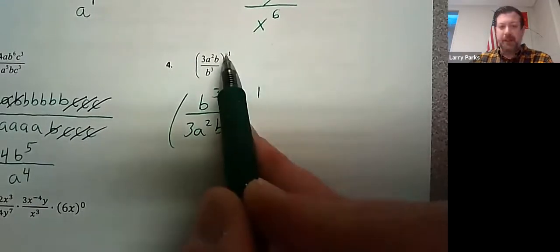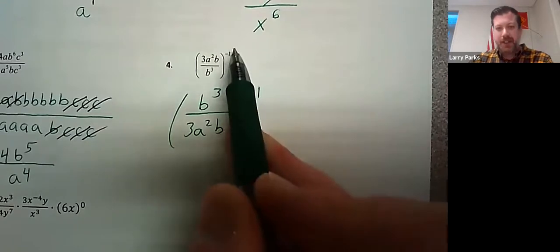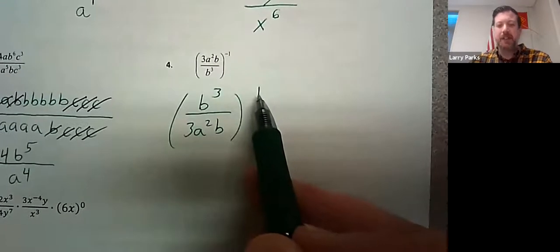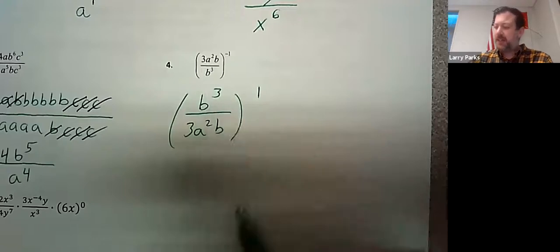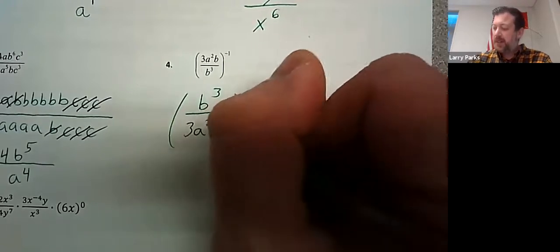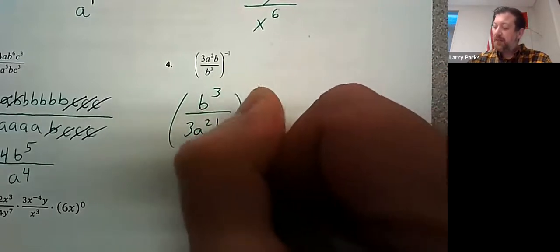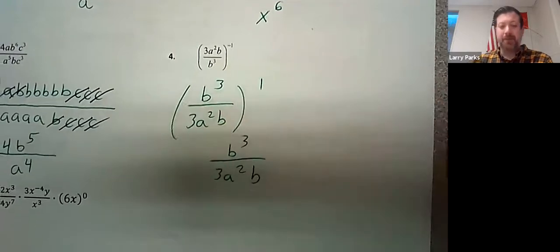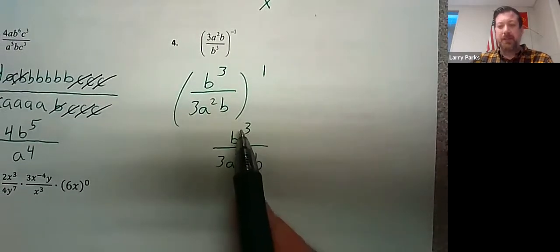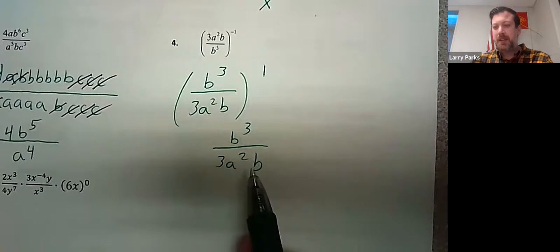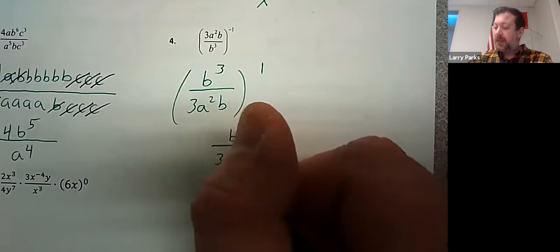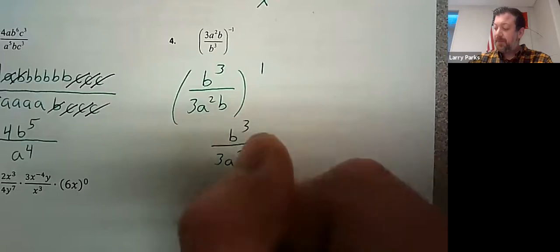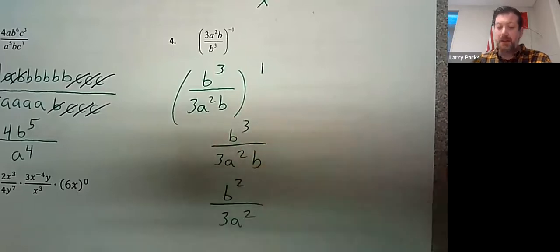So if that was a -2, this would be a +2. If this is -3, it would be a +3. But to the 1st doesn't change anything. So now we get b to the 3rd over 3 a squared b. When we take our b's, we have 3 b's on top, 1 on bottom. 1 goes away. 3 minus 1 is 2. That leaves b squared on top. So I get b squared over 3a squared.